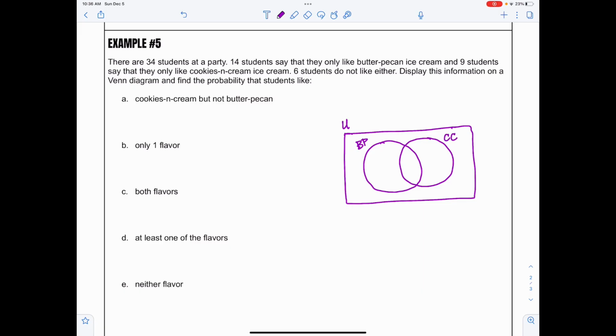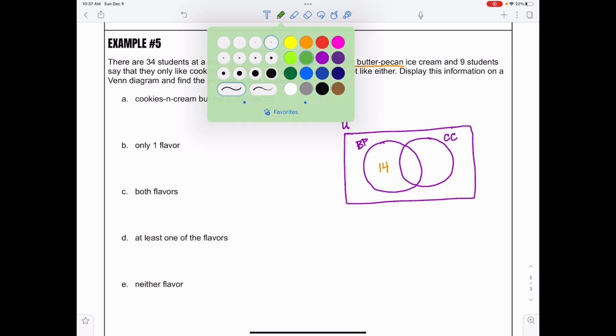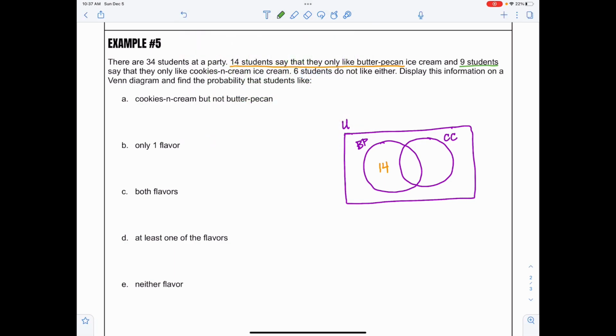So it says 14 students say that they only like butter pecan. So that means I have 14 in the portion of the butter pecan circle that's not in the intersection. And then it says that 9 students say they only like cookies and cream. So that is going to be a 9 in the cookies and cream section that is not overlapping. Then they said that 6 students do not like either. So the 6 students will go on the outside.